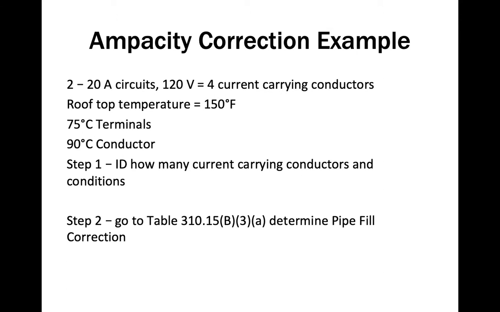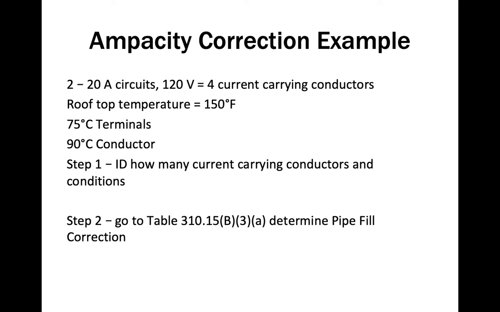All right, here's another example. I have two 20 amp circuits, 120 volts each, so I have 4 current carrying conductors, 2 hots, 2 neutrals. I have a rooftop temperature of 150 degrees Fahrenheit. I have 75 degrees C terminals that I'm going to terminate on. I'm going to use 90 degrees C insulation conductor. The conductor is going to be copper, with an insulative jacket that can go up to 90 degrees C.